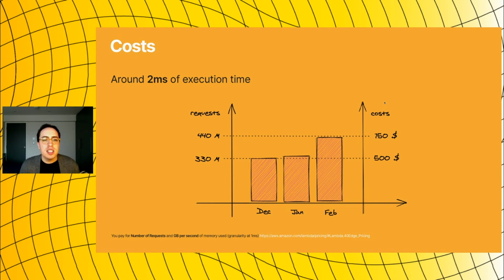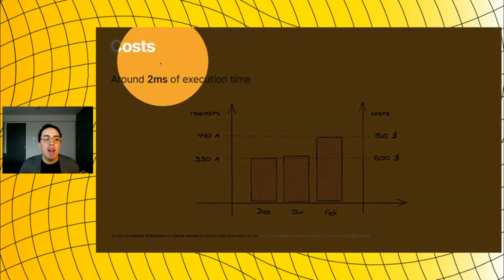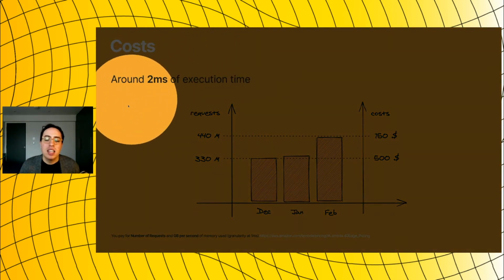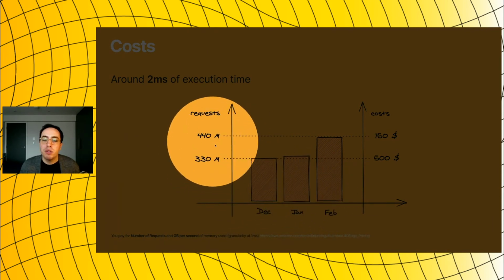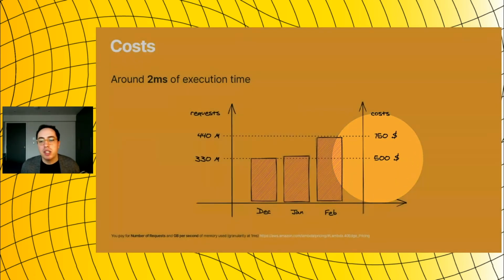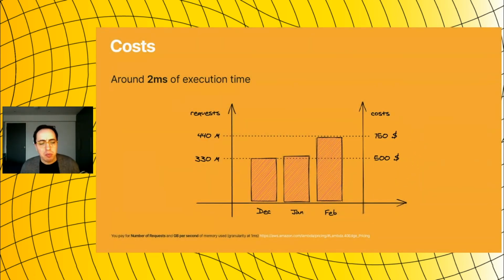So this is our Lambda running in Frankfurt, and we have an average of 2 milliseconds, so it's quite fast. The number of requests in December, January, and February last year went from 300 million to 400 million, and the cost was between $500 and $750. That's calculated per number of requests and gigabyte per second. Overall, my suggestion is that they are cheap. Compared to other services, they are quite a cheap way of doing these kinds of things. So I wouldn't be too worried about cost.